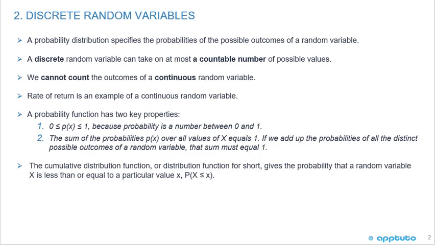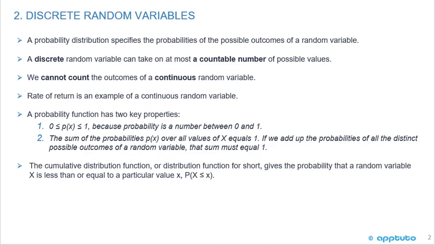A probability function has two properties. The probability p(x) is greater than or equal to 0 and less than or equal to 1, because a probability is a number between 0 and 1. The sum of the probabilities p(x) over all values of capital X equals 1. If we add up the probabilities of all the distinct possible outcomes of a random variable, that sum must equal 1.